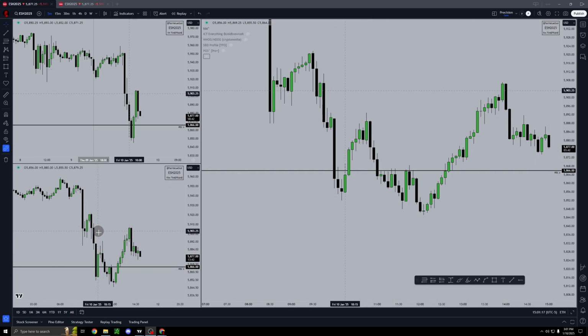We didn't see any kind of market structure shift, right, on a higher time frame, like the 1 hour, the 15-minute, or even the 5-minute, right? There was no swing high put in down here that got me looking long, right? We're still in bearish institutional order flow, right? We're still in that bearish order flow.